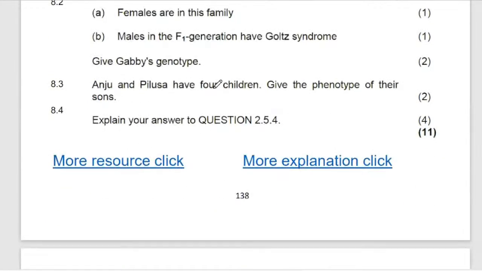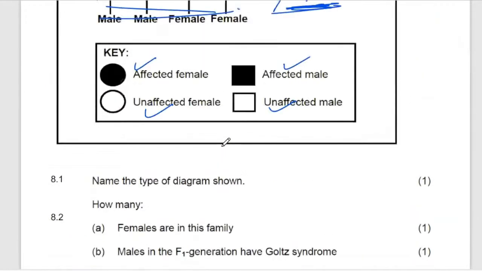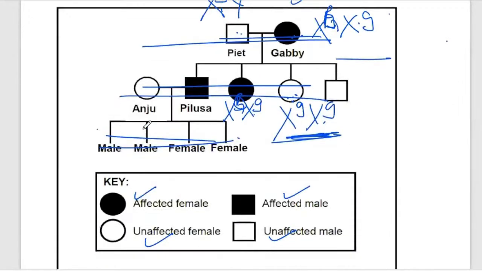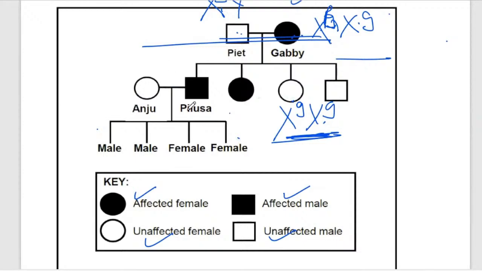Aju and Pirusa have another 4th child. Give the phenotype of their sons. Remember, this is caused by a dominant allele. The moment it is caused by a dominant allele, it is easier to find. For the case of the sons, remember this one.